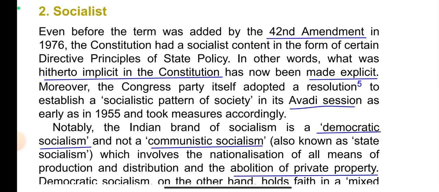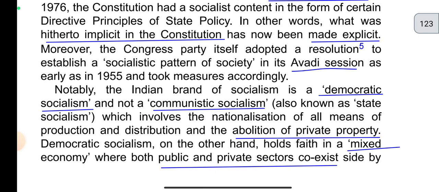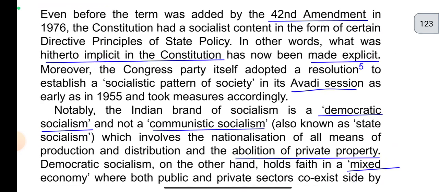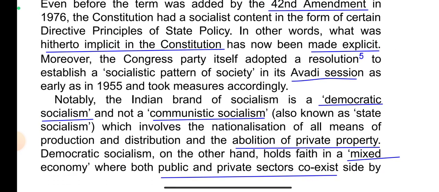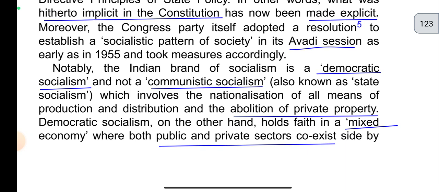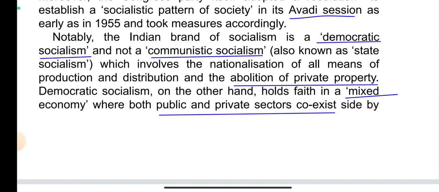In other words, what was hitherto implicit in the Constitution has now been made explicit. Moreover, the Congress party itself adopted a resolution to establish a socialistic pattern of society, in its Avadi session as early as in 1955, and took measures accordingly. Notably, the Indian brand of socialism is a democratic socialism and not a communistic socialism.